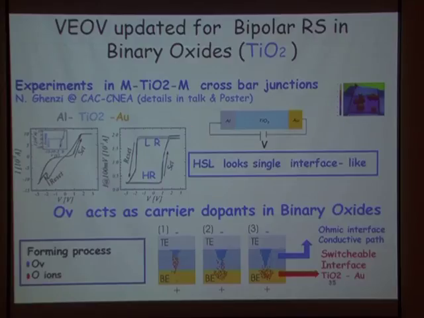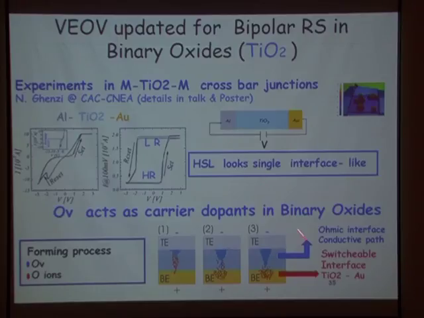If you remember the resistive hysteresis switching loop that I showed you before from the left or right interface, this is the way one of these loops looks. And in fact, that's the way we believe things happen, because the active interface for switching is the gold-titanium dioxide interface.